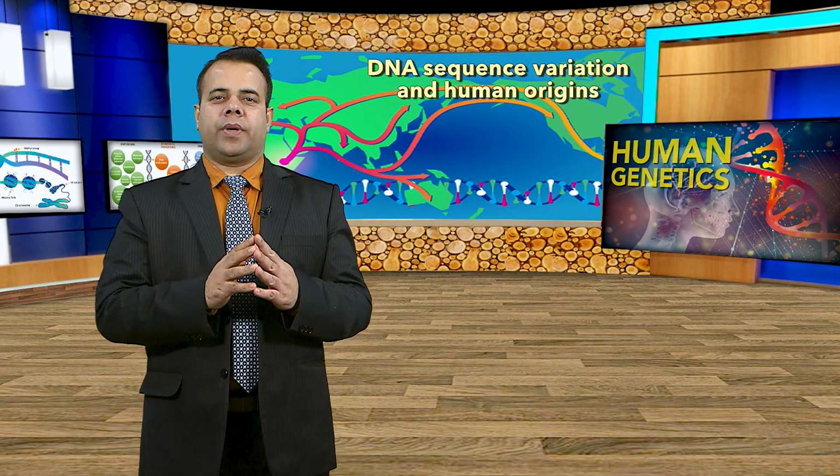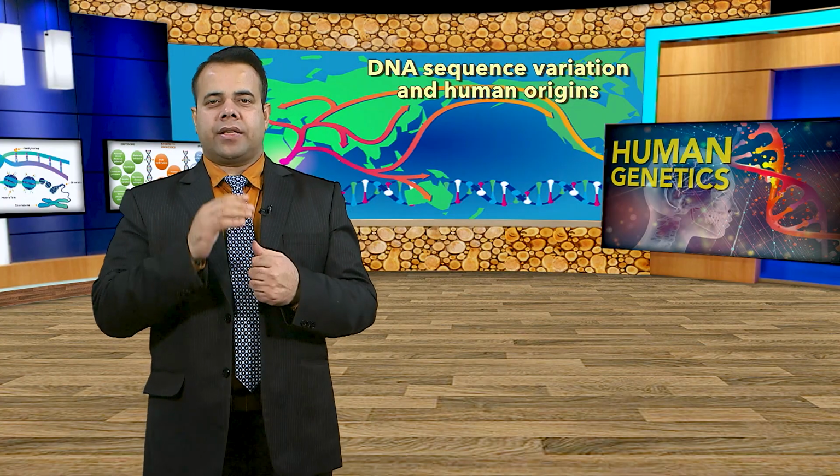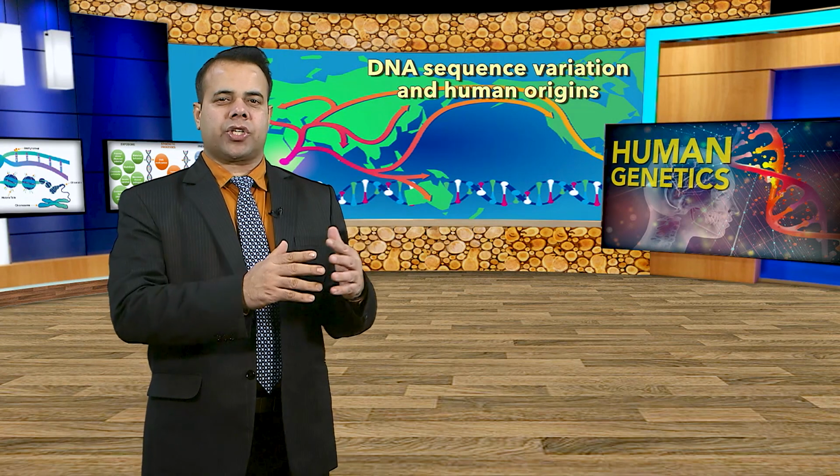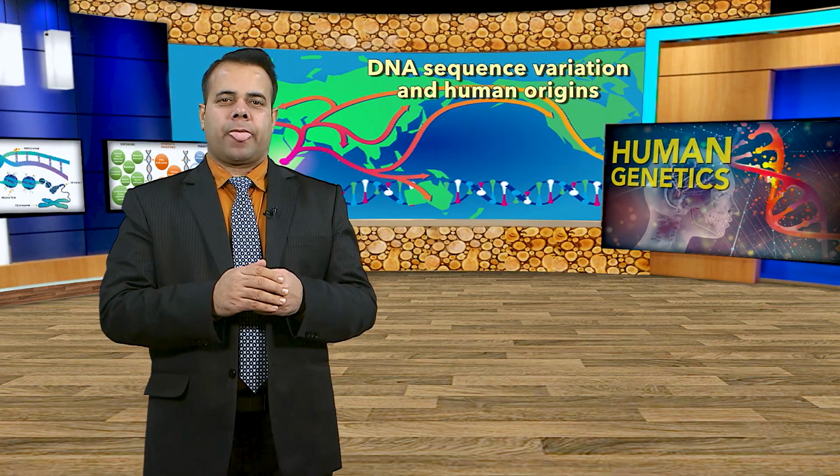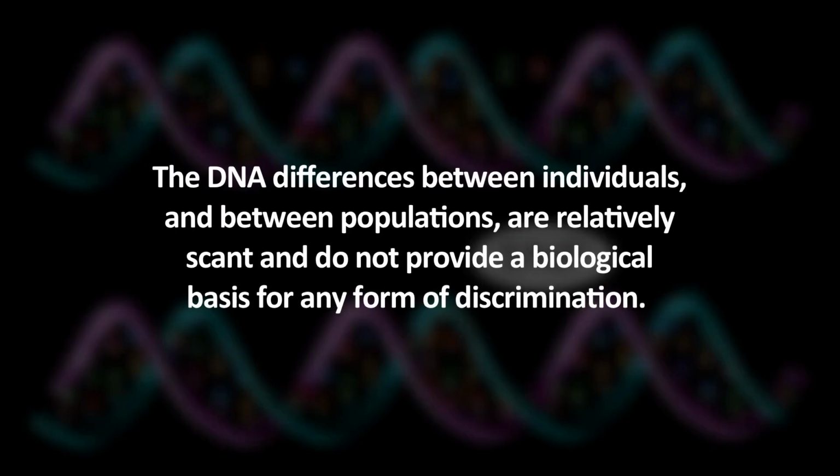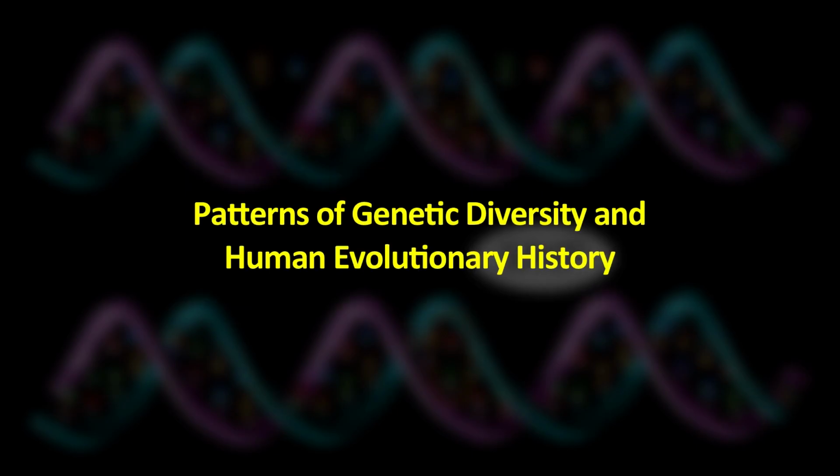The fact that humans are relatively homogeneous at the DNA level, combined with the fact that between-population variation is modest, has significant social implications. Importantly, these patterns imply that the DNA differences between individuals and between populations are relatively scant and do not provide a biological basis for any form of discrimination. Dear students, let's now discuss the patterns of genetic diversity and human evolutionary history.